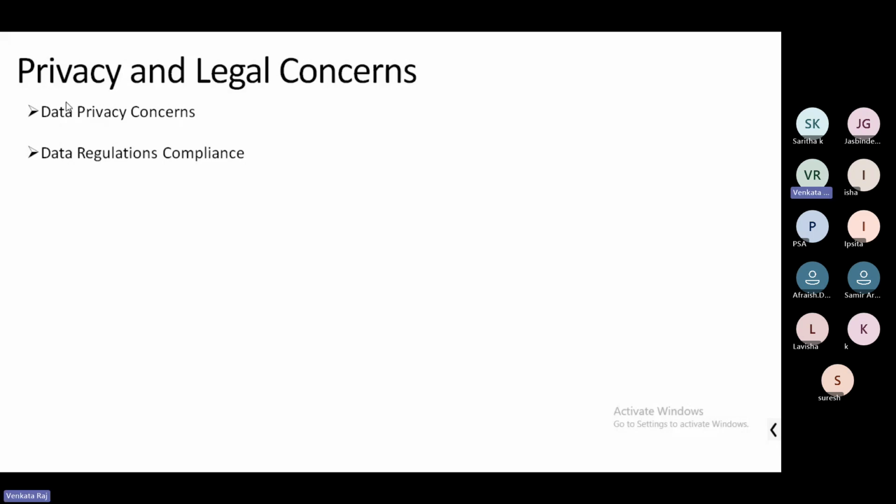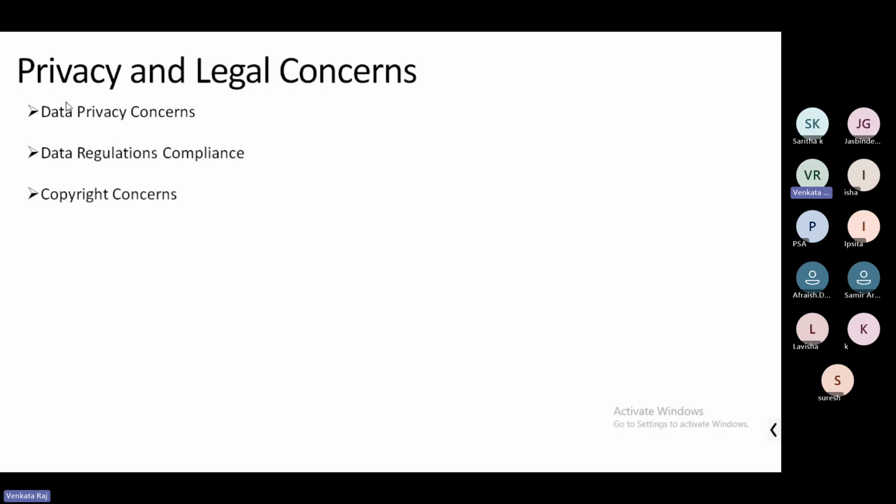So GDPR is one example. Then the California Consumer Privacy Act, CCPA, is another example. Another data regulation is HIPAA, the Health Insurance Portability and Accountability Act. So there are different data regulation laws. Whenever you are using AI, please bear in mind that you need to align to the data regulations.